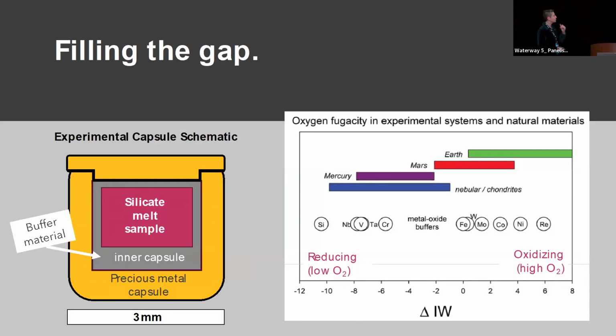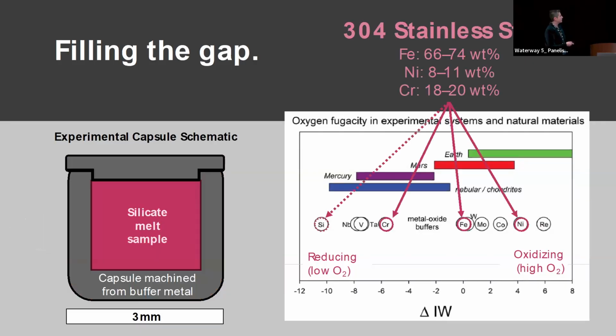This is a typical sample capsule where we have those two components inside our capsule next to our silicate melt sample, but we're going to do something a bit different here. Instead of using the reaction between those buffers, we'll use the reaction between our sample itself and the capsule material. You'll notice in this chart on the right there's a big space between the chromium and the iron buffers. That's where a lot of important things happen for nebular chondrites, Mercury, and even some of the reducing parts of Mars.